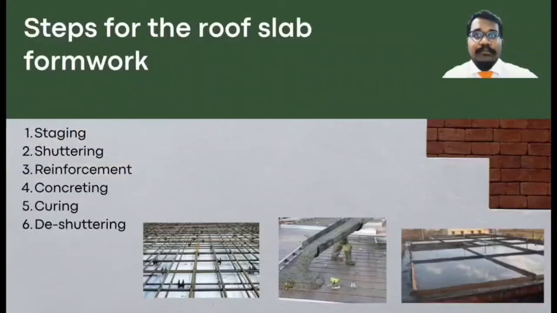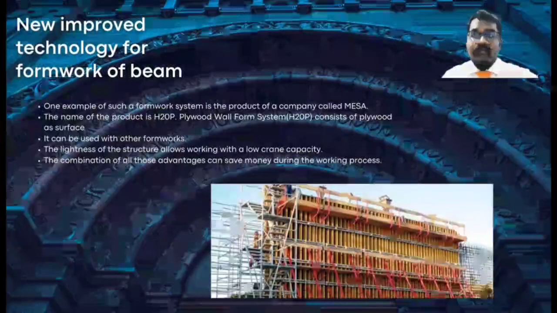These are the steps for the roof slab formwork. First and foremost, staging, then shuttering and reinforcement. Fourth is concreting, fifth is curing, and sixth is de-shuttering. This is the new improved technology for formwork of beams.